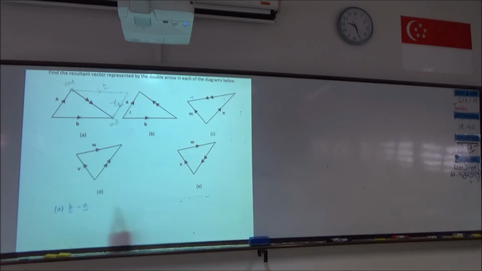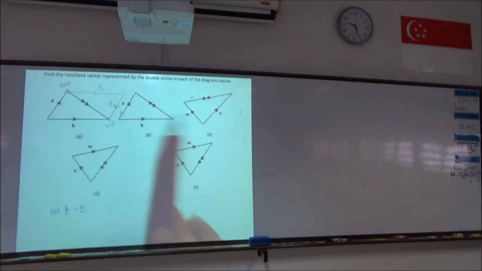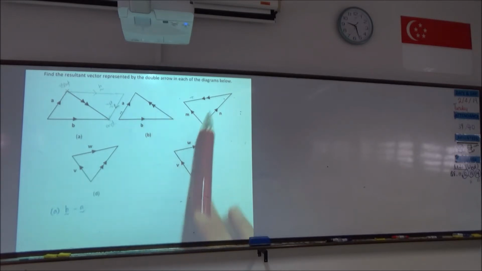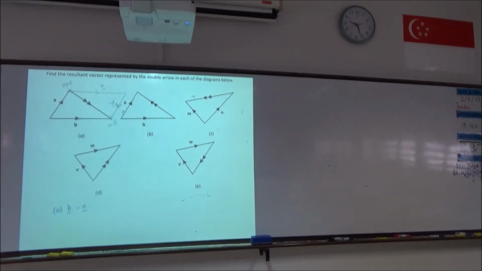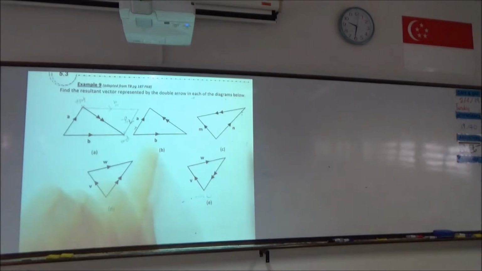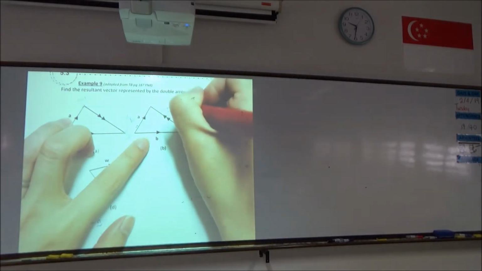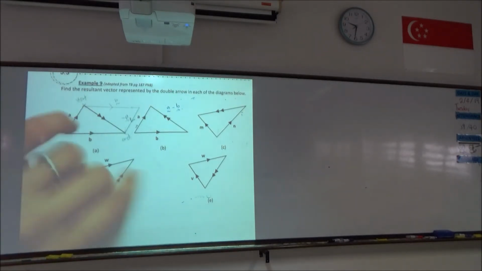Does anyone not get what I'm trying to say? Okay, could you do part B, C, D, and E yourself? Find out the expression of the respective given vectors, so as to find out what is the resultant vector. A minus B. Anything else? We can also write it as negative B plus A. That is fine as well.